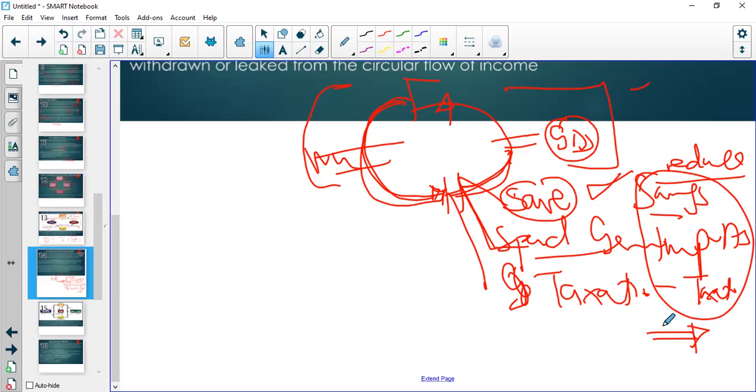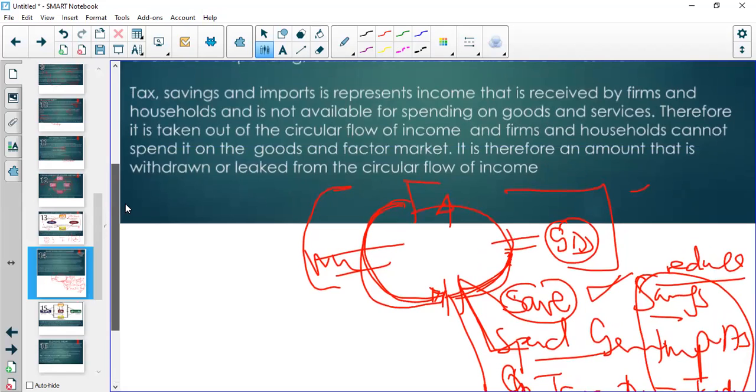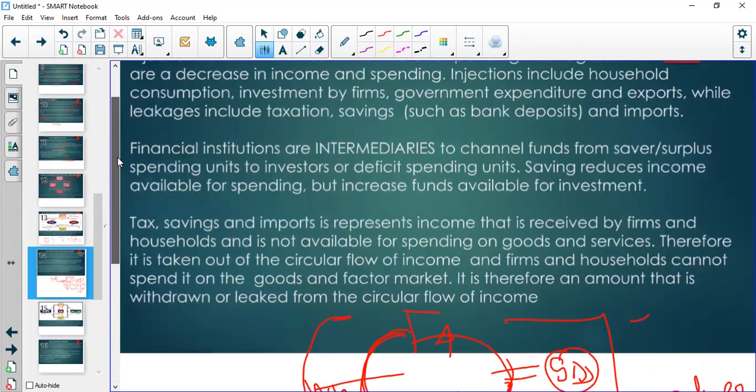Right, so from these withdrawals, it means that our income left to spend is little, and as a result, we can only spend less. Then we also have what we refer to as injections, right?